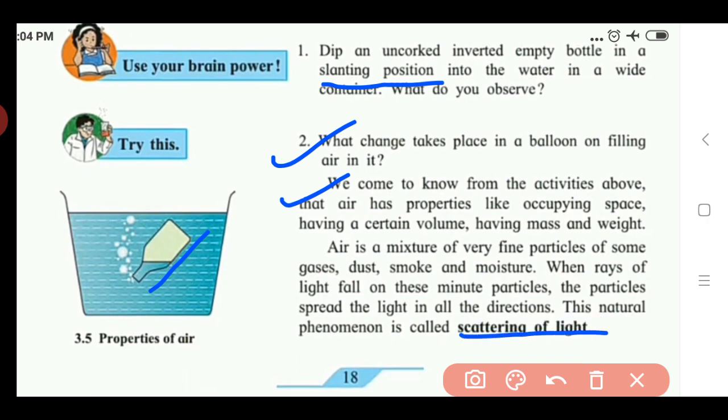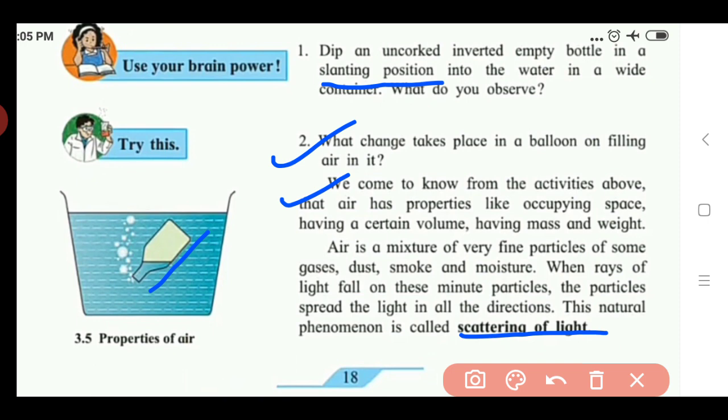So here you study what scattering of light is. That is the next property of air: air scatters the light. Scatter means there is a spreading of light, that is, we see the light because of the effect of these air particles. Okay, because air contains smaller particles, and when sun rays fall on these smaller particles, the light gets scattered around the earth's surface, and due to this we get light during the day on the earth's surface. Okay, so here first we see these two questions, first and second.